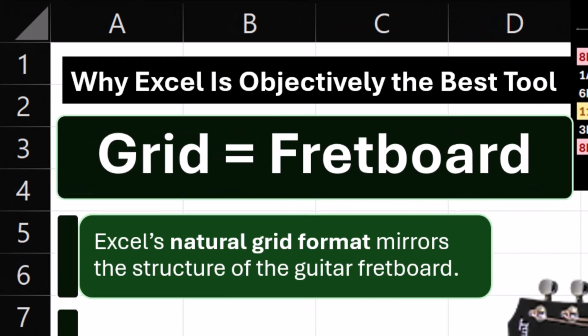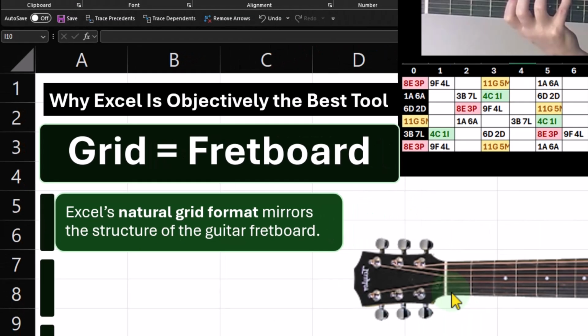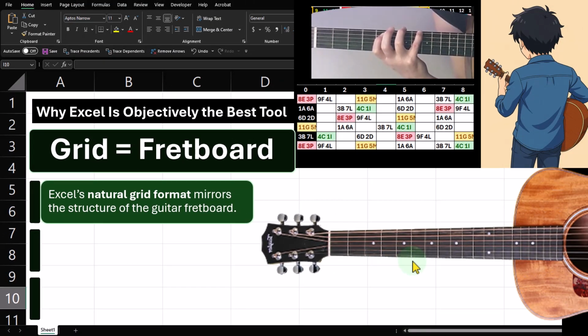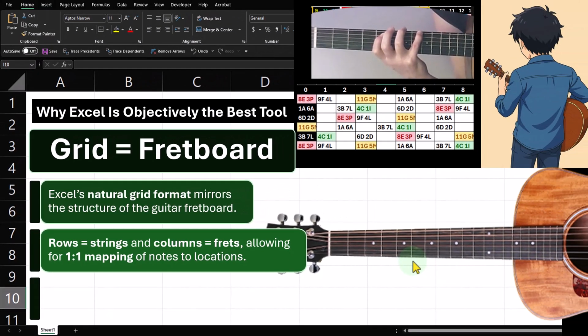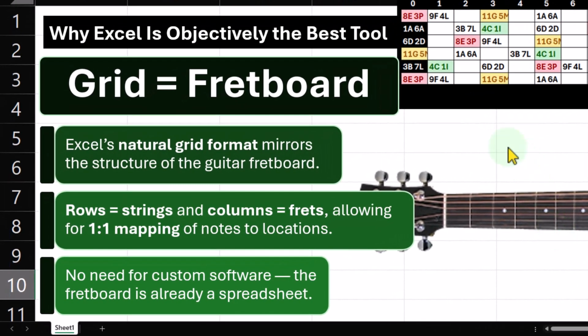All right, Excel's natural grid format mirrors the structure of the guitar fretboard. So again, a lot of people just don't like to think that it's a spreadsheet that your fingers are on. They don't want to touch a spreadsheet. That's like real work. But dude, it's a spreadsheet. So rows equal strings and columns equal frets, allowing for 1-to-1 mapping of notes to a location. So it easily maps on perfectly, a 1-to-1 relationship. No need for custom software. The fretboard is already a spreadsheet.